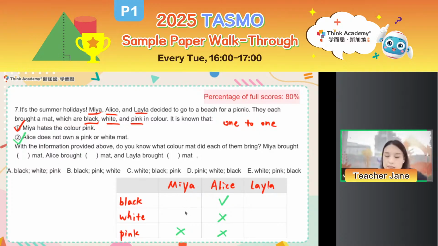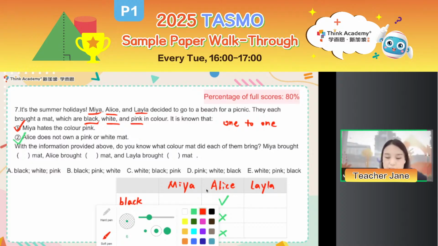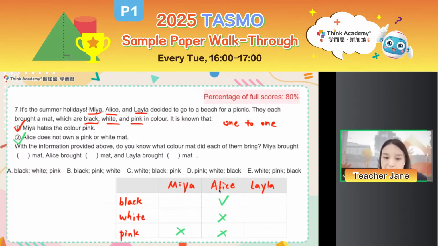Okay, good job. Then this time, everyone, as for this question, we can take a look. Because, you see, Alice already chose the black. Then, is it possible that Mia and Leila also chose the black one? Cannot, right? So we can cross these two. That means Mia and Leila didn't choose the black one. Okay, good job. Then which one can we do next?